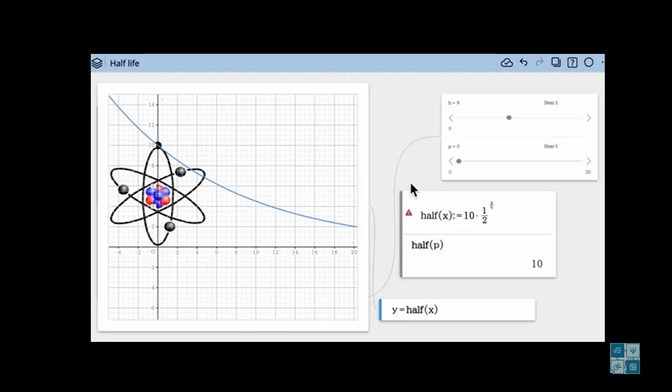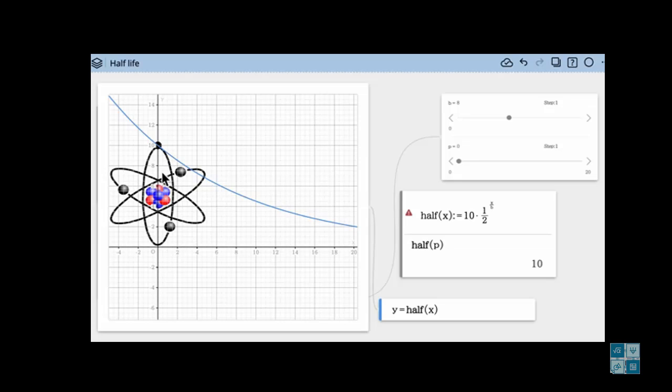Let's have a look at the concept of half-life. Half-life comes up a lot in science, and we do a lot with it in math, but students have difficulty figuring out what it really means to have a half-life, number one. Number two, what does it really represent? What does it look like? This visual will help, I think, make sense out of half-life.